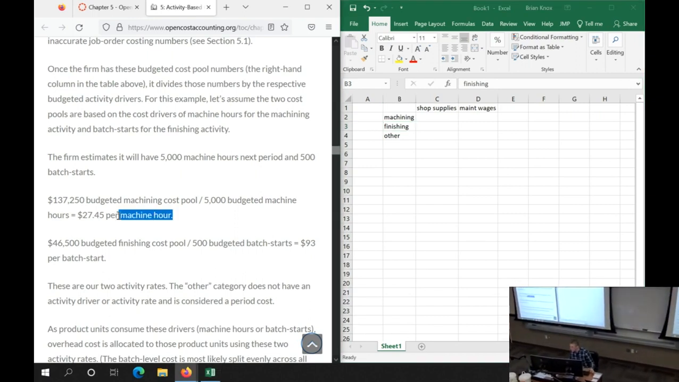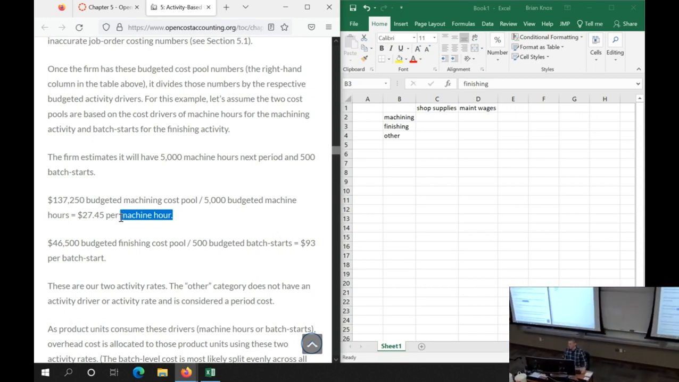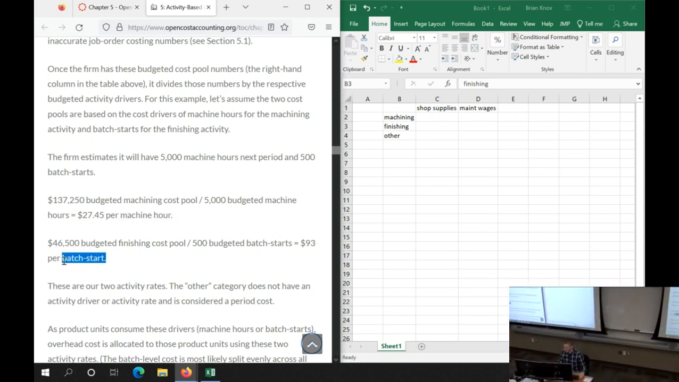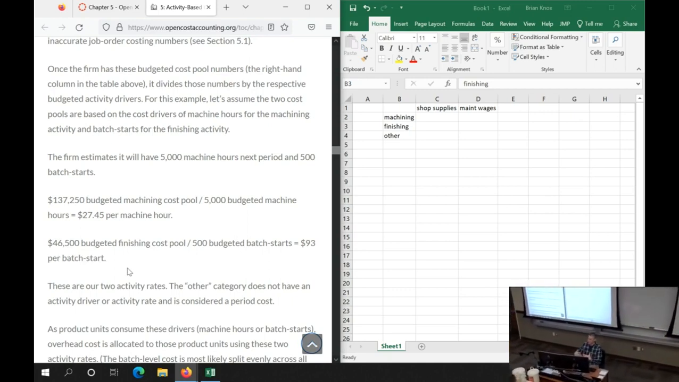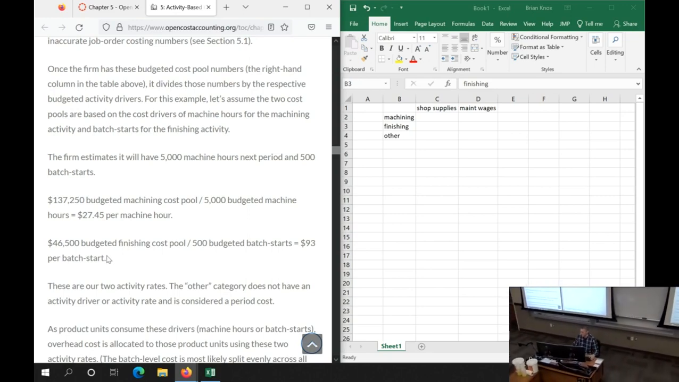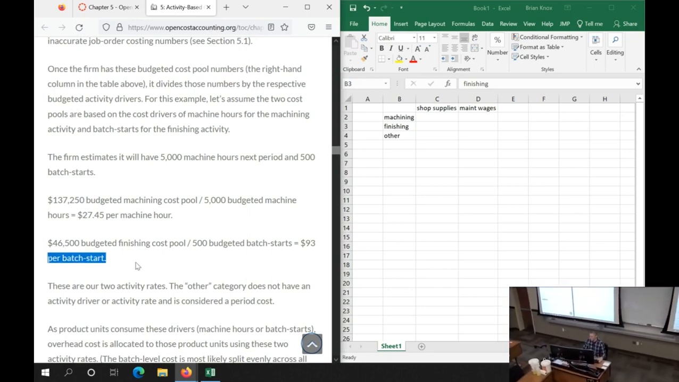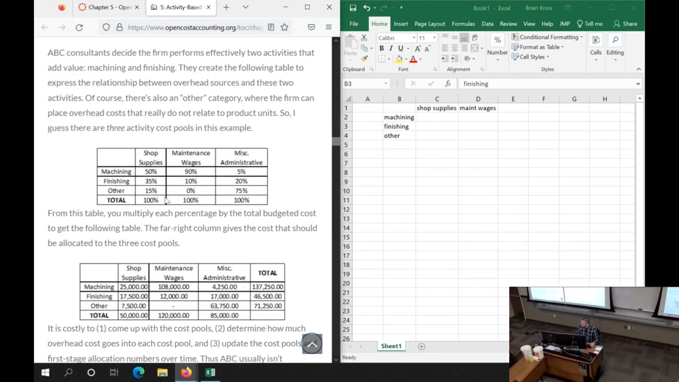And I think later on, machining probably has, we're going to use the machine hour as our cost driver, the activity driver I should say, for the machining. And we use batch start for the finishing cost pool. So every time we start a batch, we want to charge that batch a certain dollar amount because the finishing activity seems to be correlated with this batch start activity driver.